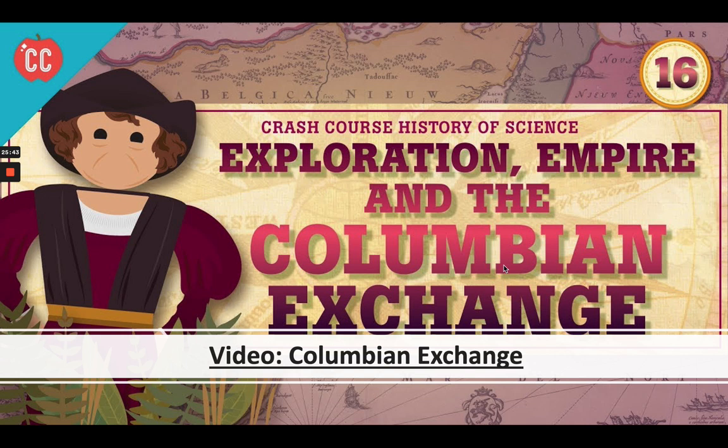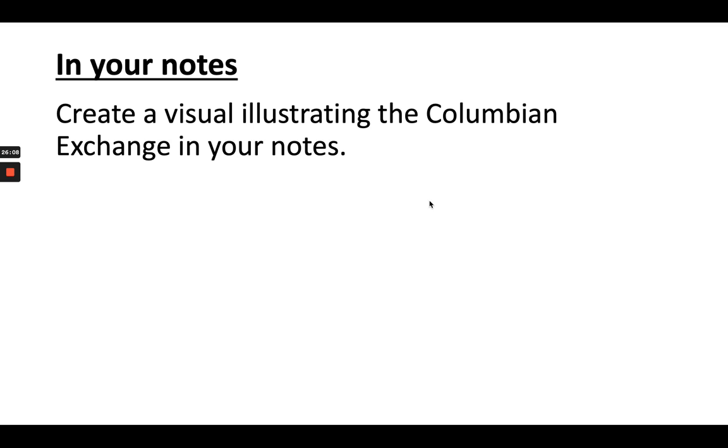So please watch this one. It's going to be from a scientific perspective, but it's really important that you understand the consequences of the Columbian Exchange on both the Americas and the Afro-Eurasian system. It's important that you understand their impact on society as well as the natural environment. So I'm not going to check for this, but I would encourage you in your notes to create your own visual illustrating the Columbian Exchange, showing the animals that go back and forth or crops or whatever.